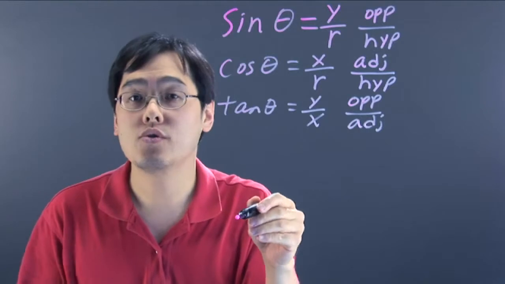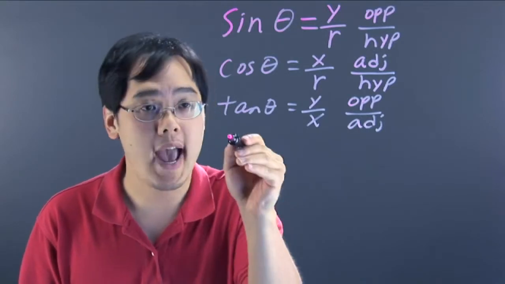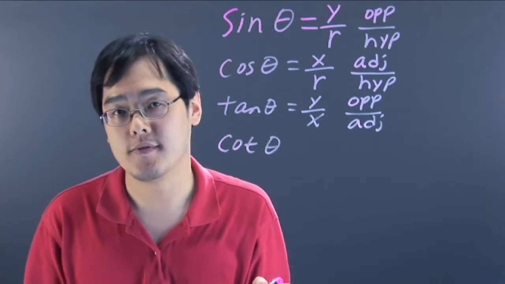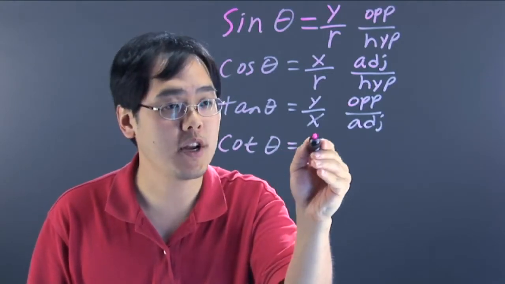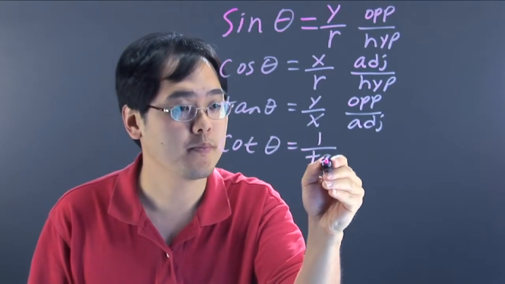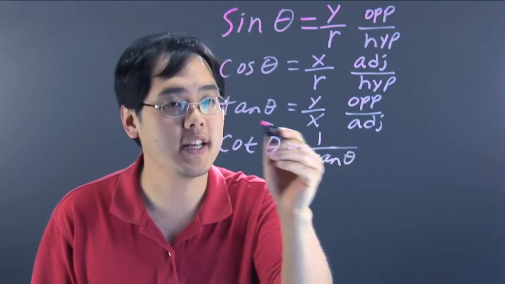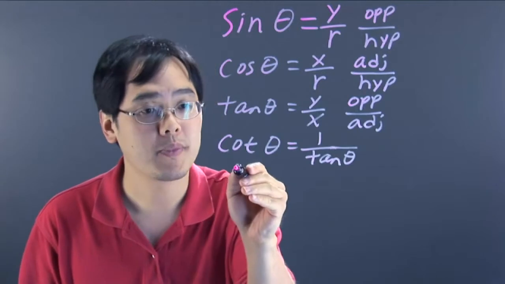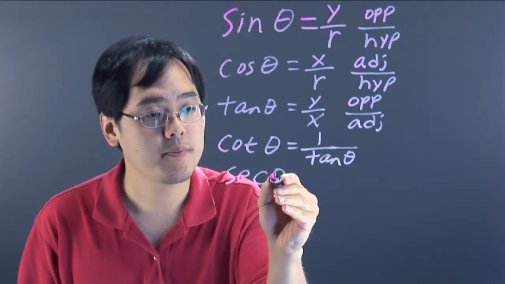And then you get to the other functions, which act as reciprocals. The cotangent function, for example, can be thought of as 1 over tangent. So basically think about the tangent function and then flip it, and you have cotangent. Then you have the secant.